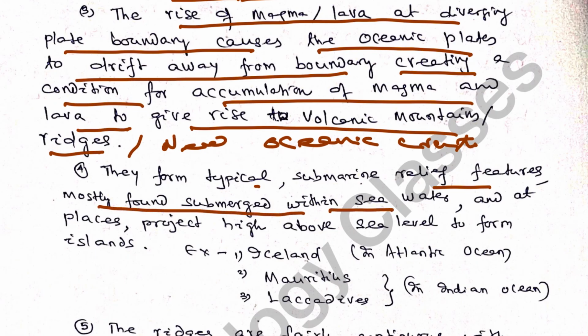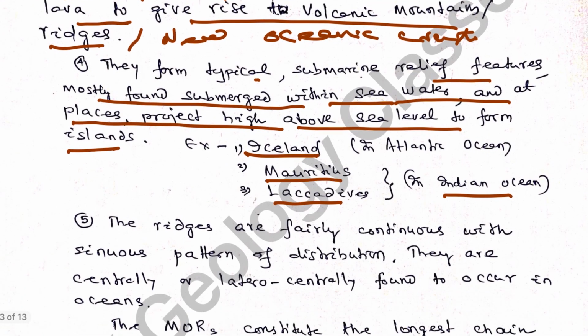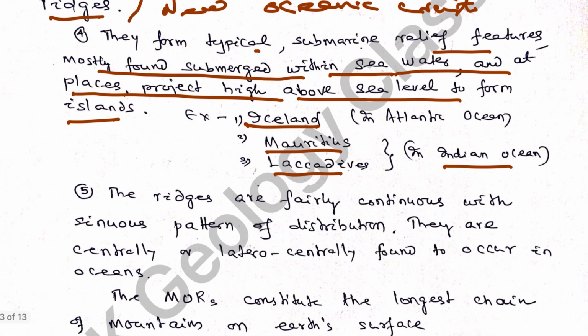If you look at the entire length of the mid-ocean ridges, most part of these ridges are found to be submerged within the ocean surface. And at a few places they are found to project above the sea level where they are described as islands, such as Iceland, which is coming on the mid-Atlantic ridge, and Mauritius and Lakshadweep, they come on the Indian Ocean ridge. So the mid-ocean ridges are mostly found to be submerged within the sea.